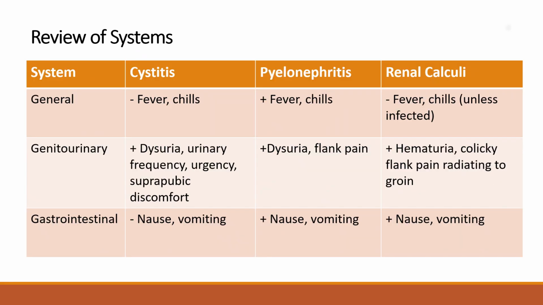Review of symptoms. Patients with cystitis typically report dysuria, urinary frequency, urgency, and suprapubic discomfort without systemic symptoms. Patients with pyelonephritis often report fever, chills, flank pain, and nausea or vomiting. Patients with kidney stones usually report sudden severe colicky pain that radiates to the groin and may have hematuria.